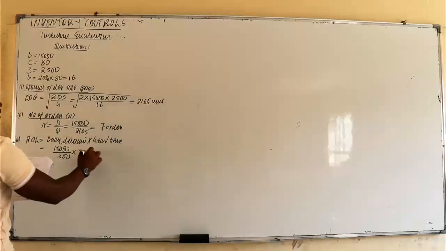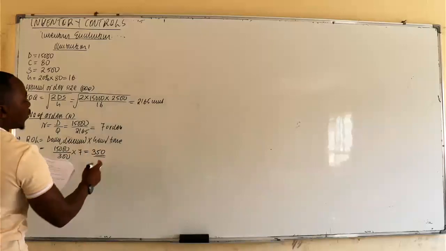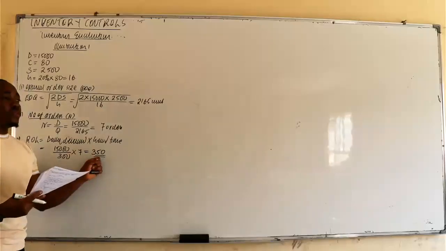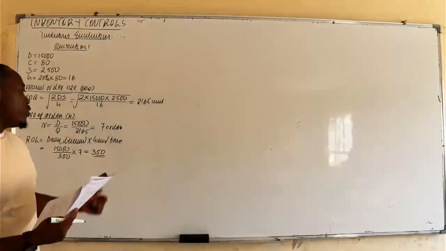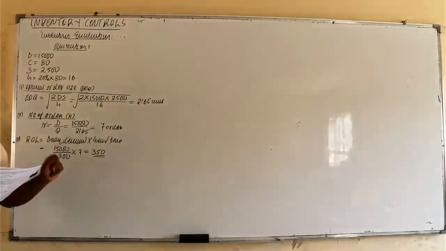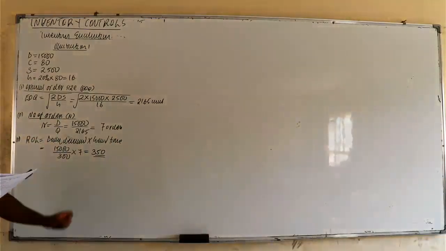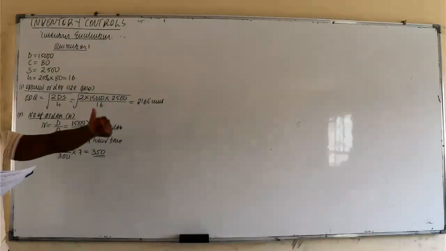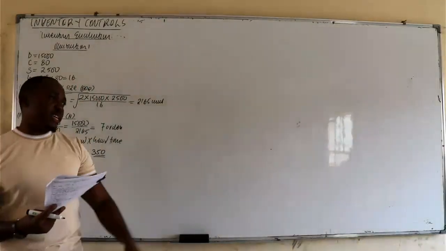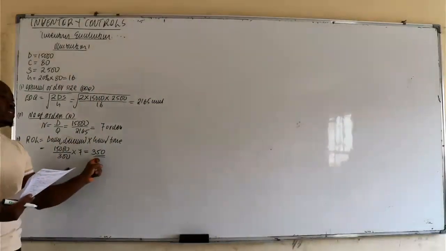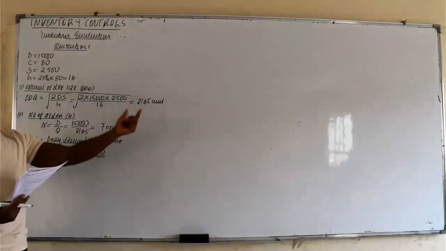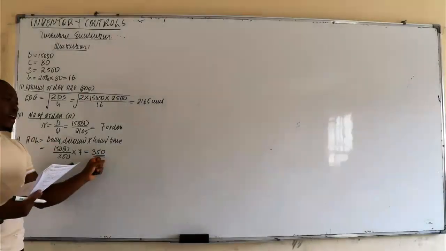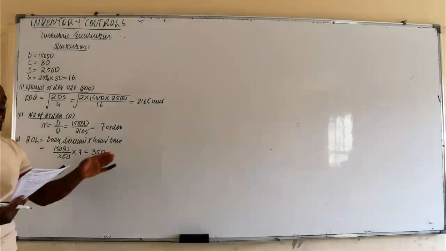So we have 350. That means whenever your stock level reaches 350, just place another order, because if you make an order, it will take 7 days. Make sure you have the stock that can sustain the company for that period of 7 days. So whenever it reaches 350, you make another order, so that by the time the new order is delivered, you'll have at least 350 to sell during that period.